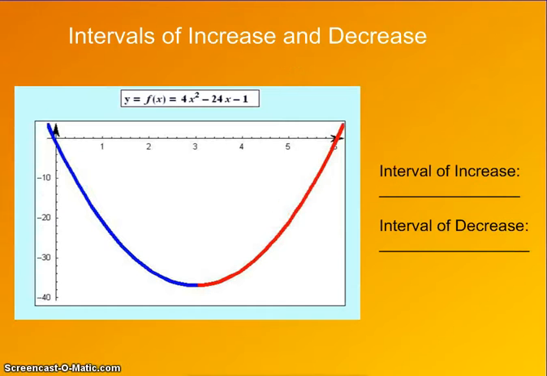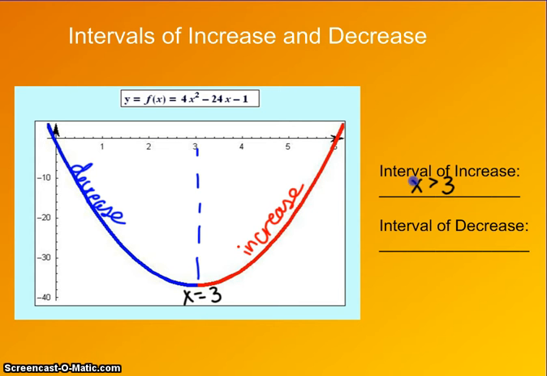Alright, moving on. Okay, again we have an axis of symmetry. This time our axis of symmetry is at x equals 3. Okay, the blue side is decreasing as I read from left to right, and the red side is increasing as I read from left to right. So the interval of increase is all the x numbers that are greater than 3, and the interval of decrease is all the x numbers that are less than 3. So it looks like there's a pattern and it repeats itself.